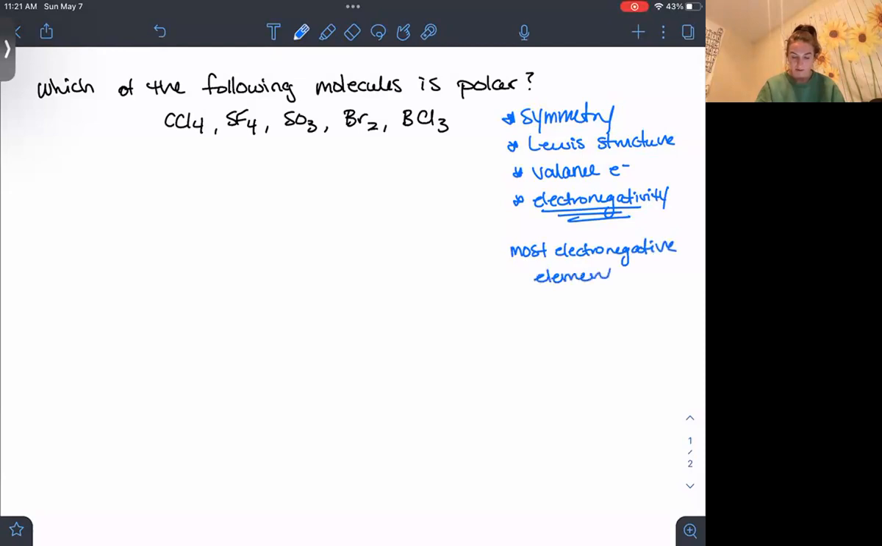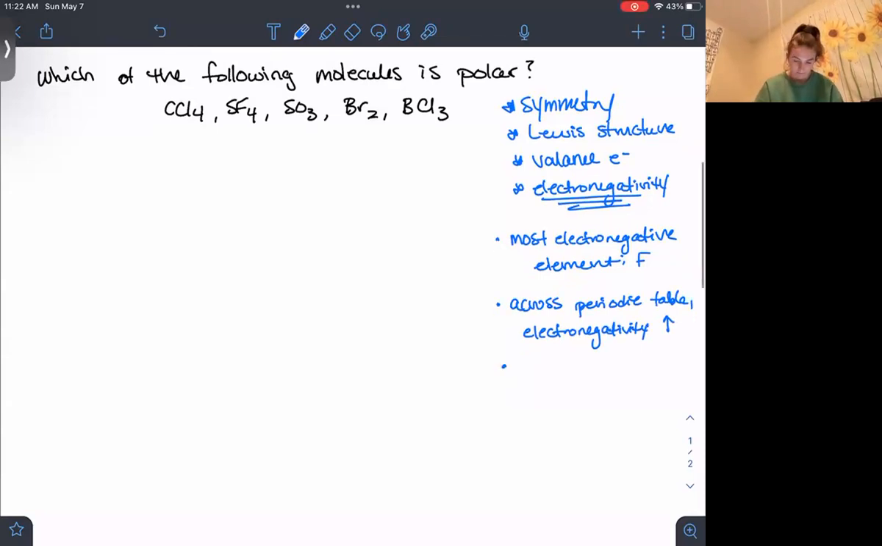Awesome. Fluorine is going to be your most electronegative. What's our trend as we go across the periodic table? Good. What happens as we go down the periodic table? Awesome.